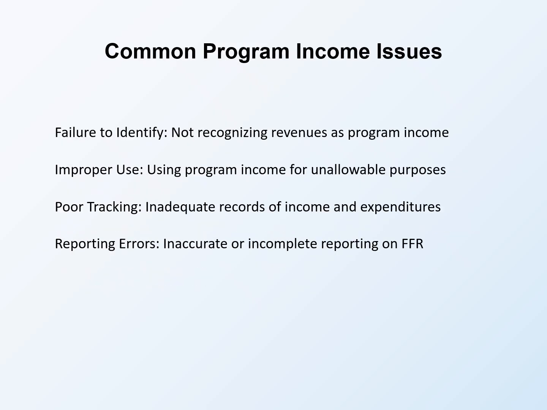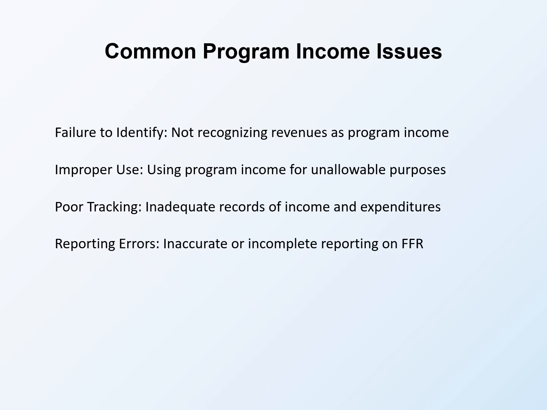Common program income issues create compliance problems that attention can prevent. Recognizing these problems helps you avoid them. Failure to identify revenues as program income is perhaps the most common issue. Organizations may not realize that fees, sales, or other revenues connected to grant activities constitute program income requiring specific treatment. If you do not recognize program income, you cannot manage it properly.